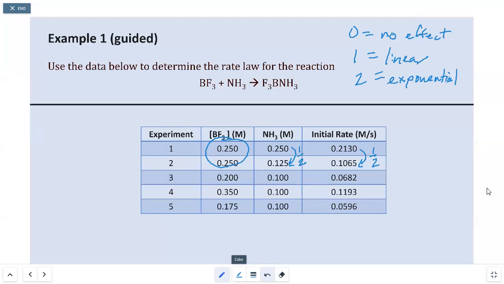So what we can write here, ammonia is first order. That degree sign there is an indication of order. It's an ordinal symbol. So ammonia is first order.